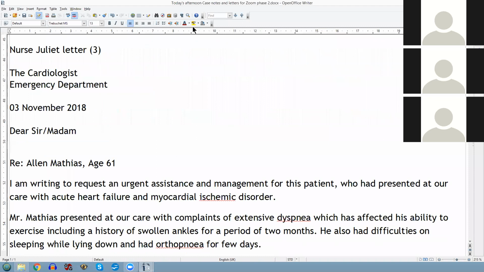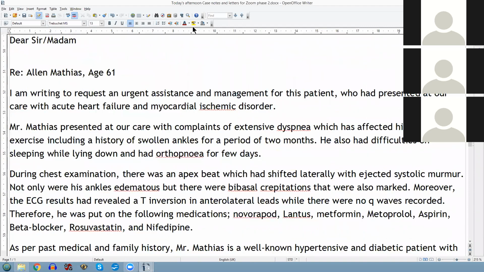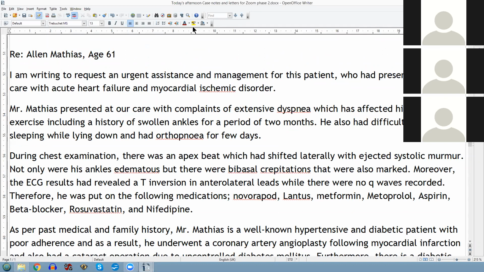Okay, so we got here: "So I'm writing to require an urgent assistant." Now, obvious mistakes, errors. We don't need an article, right? Because assistance is a noun, but it's abstract. We don't need an article. "Writing to request urgent assistance and management for this patient who had presented."